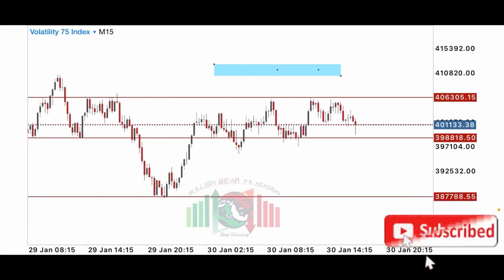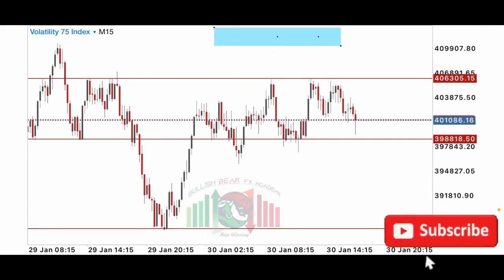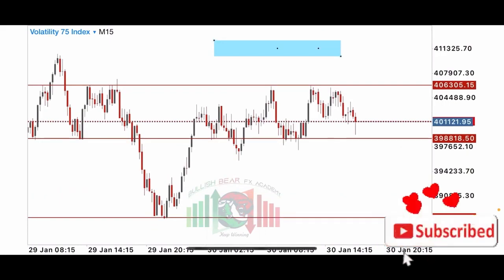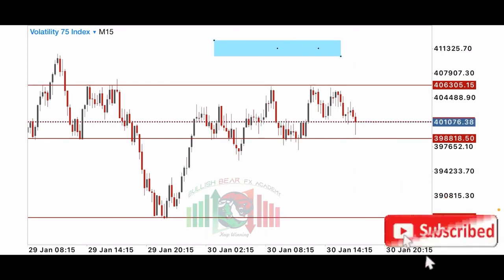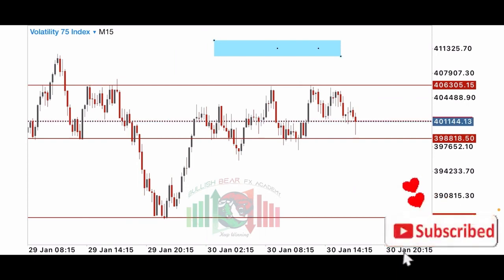So now I have just drawn out a few support and resistance. Now how do I mark out my zone? Because you need to understand that support and resistance is different from zones. We have support and resistance zones, and we have what we call supply and demand zones. So you need to understand all this logic.